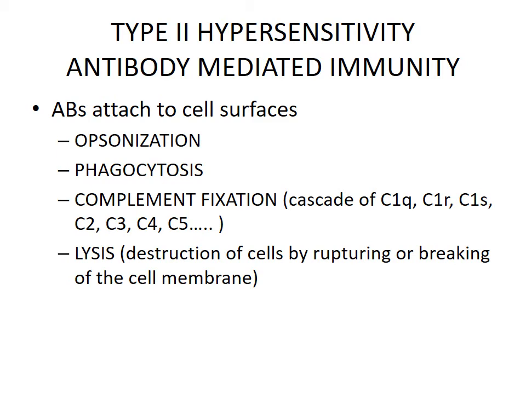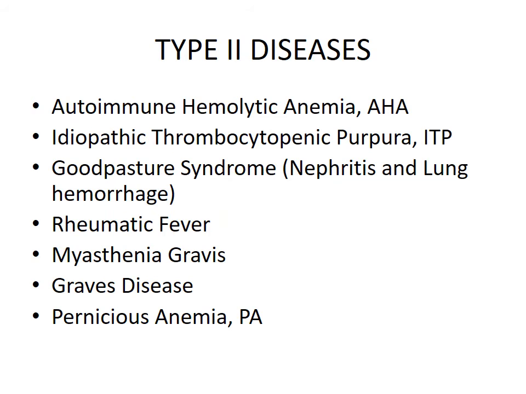Now, the examples of type 2 or antibody-mediated hypersensitivity are autoimmune hemolytic anemia, where the antibodies are directed against RBCs; idiopathic thrombocytopenic purpura, where antibodies are formed against the platelets; Goodpasture syndrome, where antibodies act along the cell surfaces of the glomerular basement membrane and lung, causing glomerulonephritis and lung hemorrhage; and rheumatic fever, where antibodies are directed against the joint surfaces or synovial surfaces.